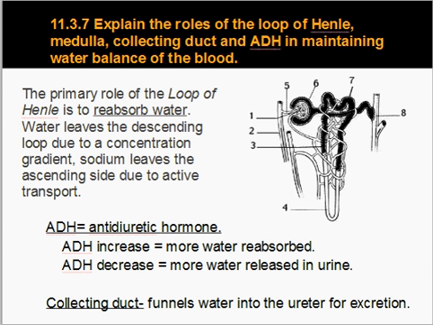Let's talk about the loop of Henle. What number is the loop of Henle in this diagram? It's the big U-shaped curve, and it's number 4. And that's the area where reabsorption of water occurs. It's due to a concentration gradient, and it's assisted by a hormone called ADH, or antidiuretic hormone. What you need to know is that if ADH increases, your body will reabsorb more water, and if it decreases, you're going to release more water in your urine. So this is part of that negative feedback loop, which helps maintain your homeostatic balance of osmoregulation of water balance.